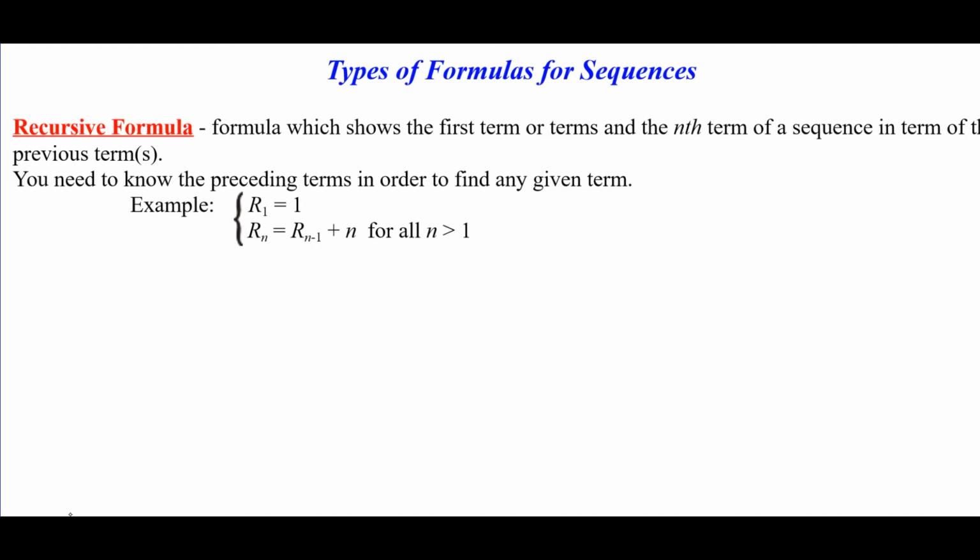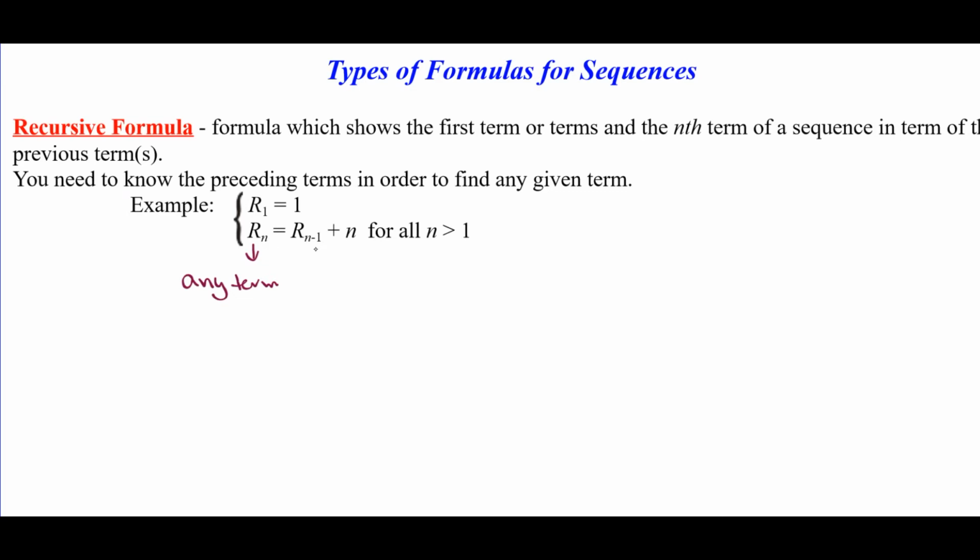And to know the 7th term, I need to know the 6th. And to know the 6th, I need to know the 5th, all the way back until the first term. So essentially, when I'm using a recursive formula, I have to start at the first term and build my way up to whatever term I'm trying to find. So again, in the example that we have here, we have r sub 1 is 1, so my first term is 1, and then r sub n, so this, remember, means any term. To find any term, we're going to use r sub n minus 1.